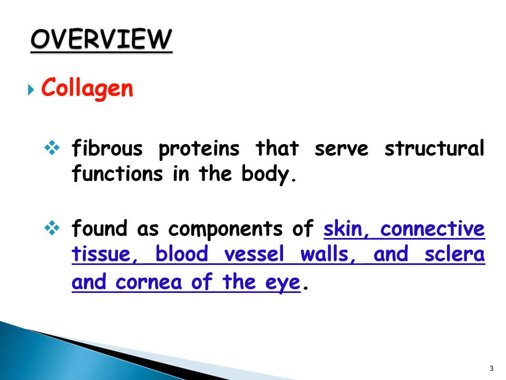Collagen is a fibrous protein that serves a structural function in the body. So when we classify it, one of the important structural proteins in our body is collagen. It's found as a component of skin, connective tissues, blood vessel wall, and the sclera and the cornea of the eye. So collagen is a very important part of our body as a structural element.